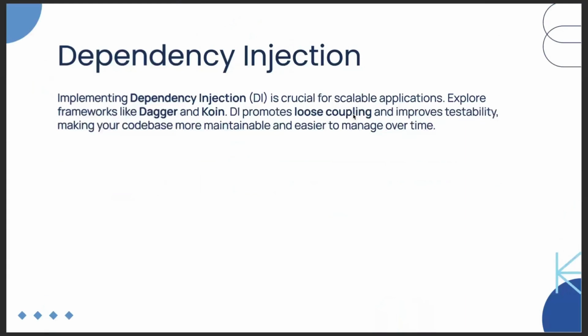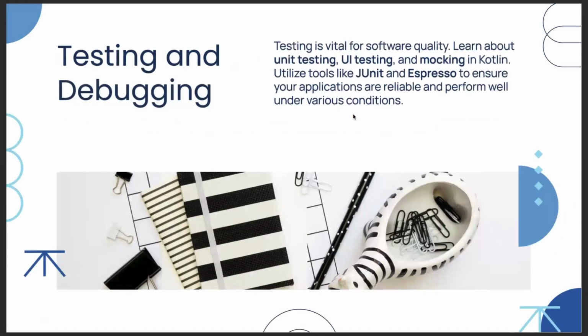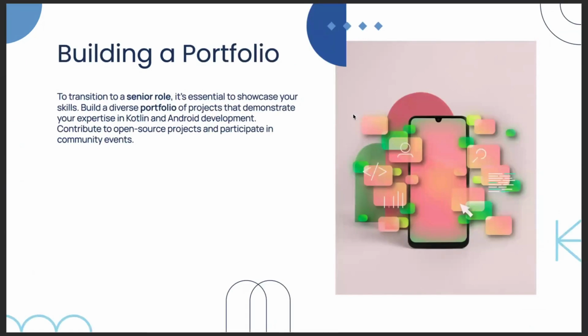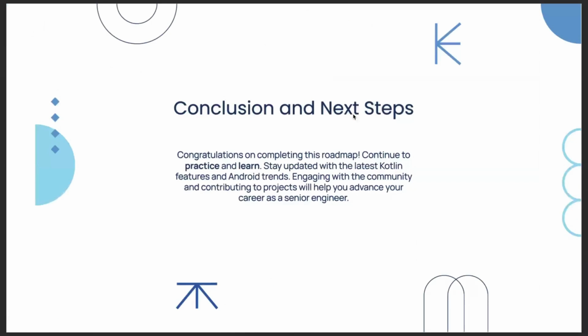You get? So then you need knowledge of dependency injection for testing and for your code maintainability. You need testing and debugging. You need the idea of testing: JUnit, Espresso, Mockito. You need knowledge of these to test. Then probably you build your portfolio. Basically, when you start building a portfolio, you start working on projects. You start adding projects to your portfolio.